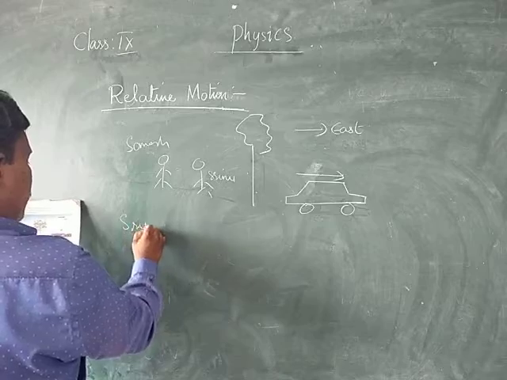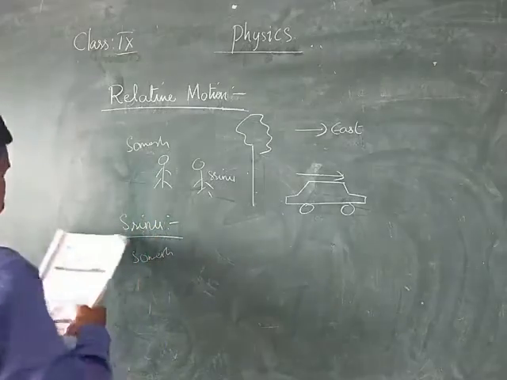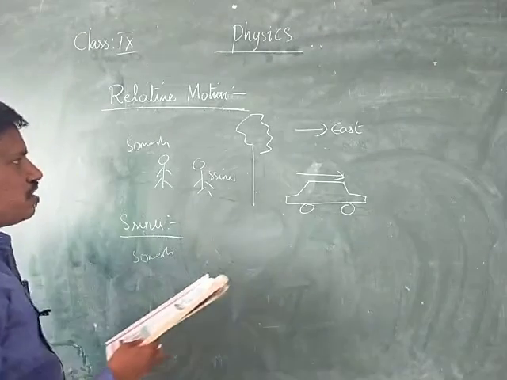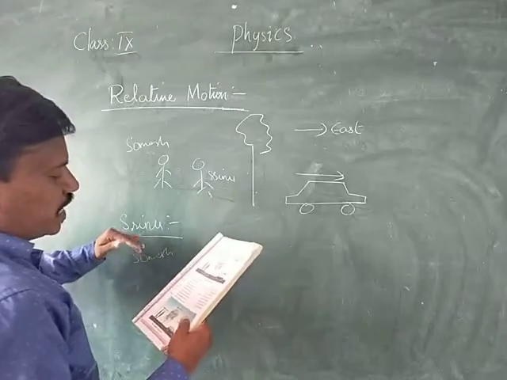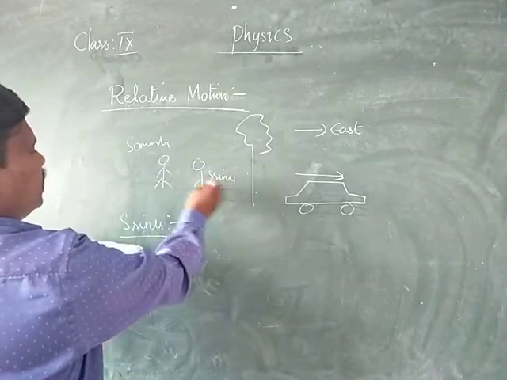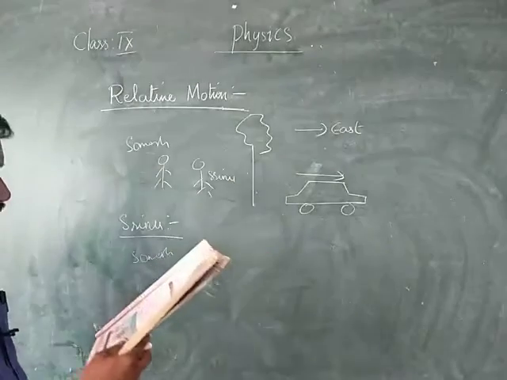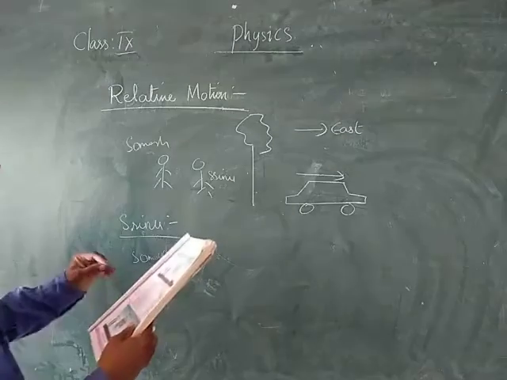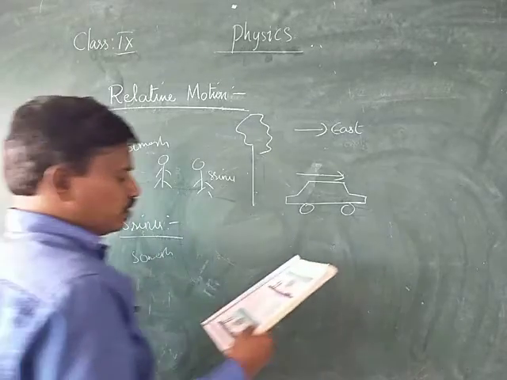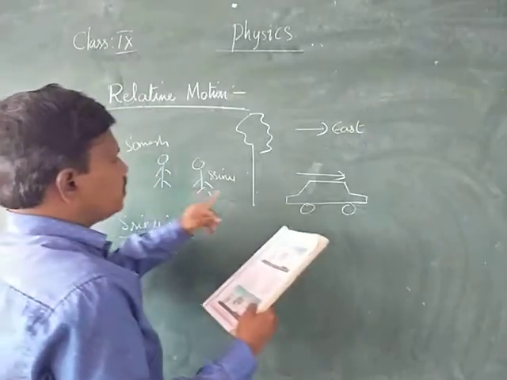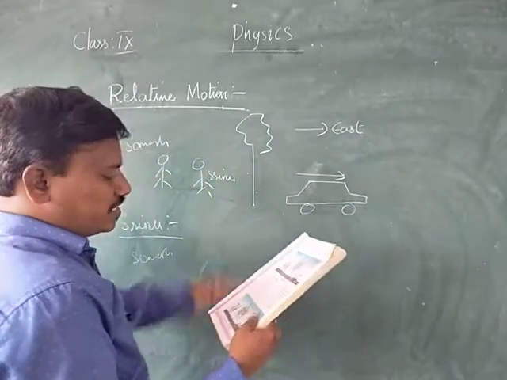Here a conversation is going on between the two persons, Srinu and Somesh. Srinu is asking Somesh what is the state of the motion of the tree. What will he answer? He will say that it is at rest. Srinu asks what is the state of the motion of the car. He will say that it is moving due east, towards the east.